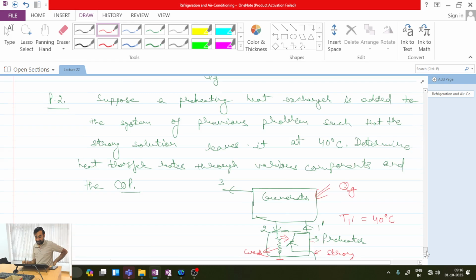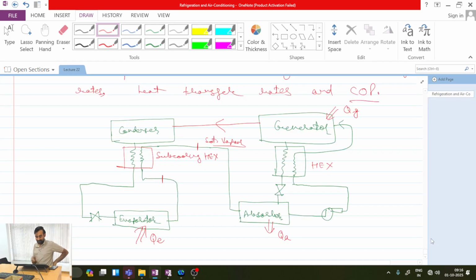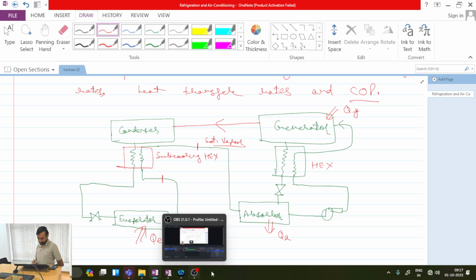In this case, because you are doing subcooling, the specific refrigeration effect will increase, so it will give you an improved COP. Okay, you have a lot of time till Monday. Solve both these variants. If you are able to solve these, you can solve any problem on vapor absorption. Okay, so all of you please solve these problems, and also ask your other friends to solve.